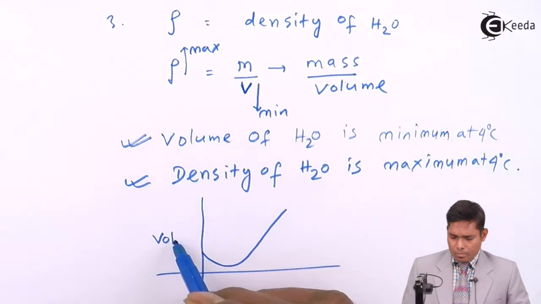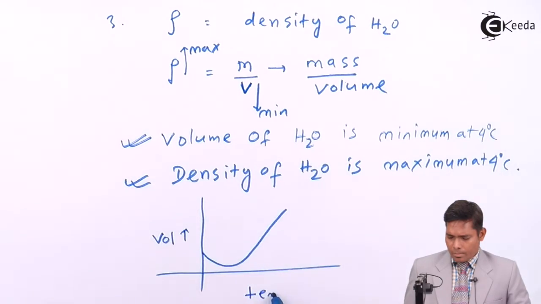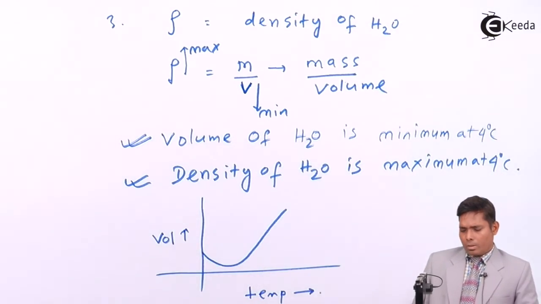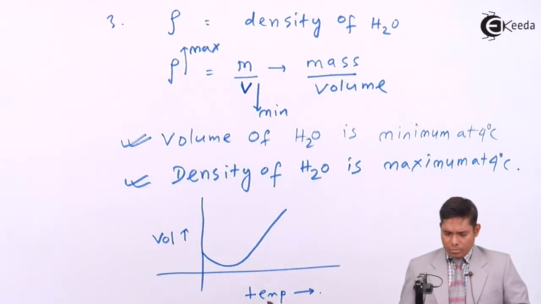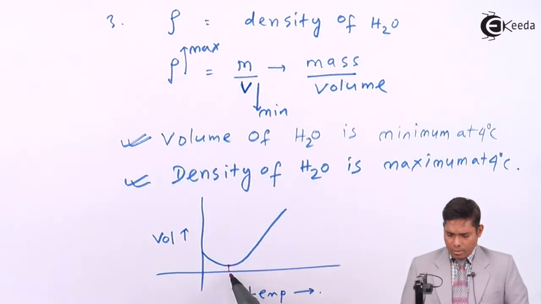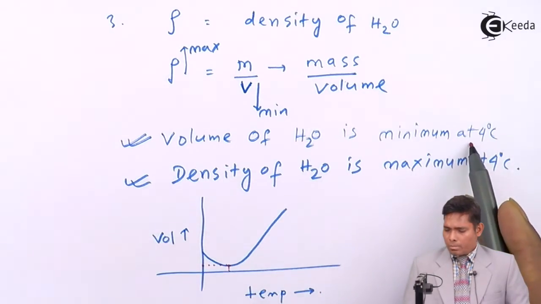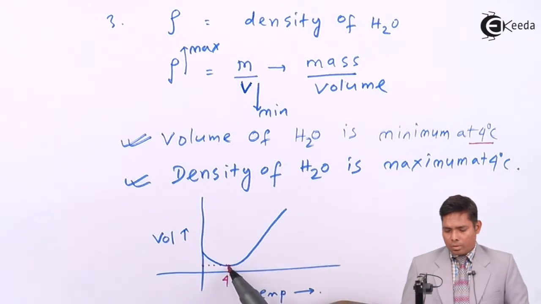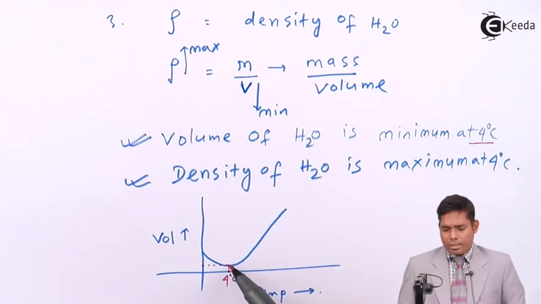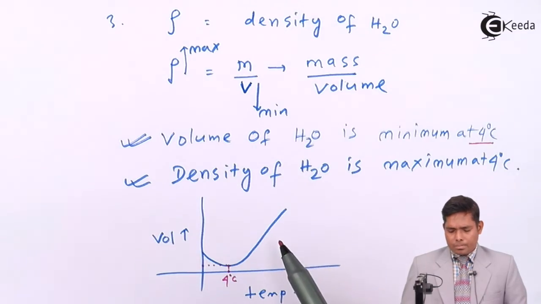This is volume, this is temperature, and obviously this point corresponds to the temperature of 4 degrees centigrade. Here the volume is minimum. The volume is minimum at 4 degrees centigrade, so this temperature should be 4 degrees centigrade. Above or below this temperature, the volume is more. So the water attains its minimum volume at 4 degrees centigrade, therefore the density becomes maximum.